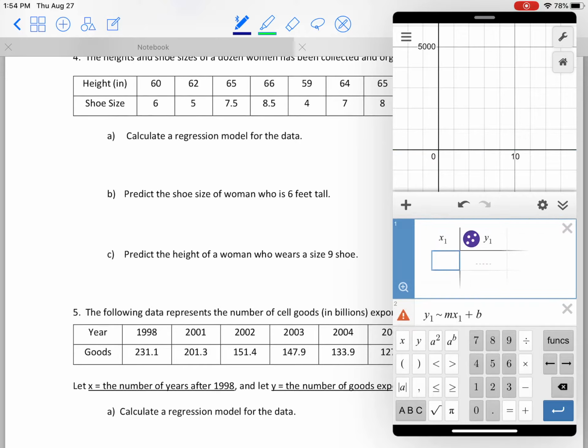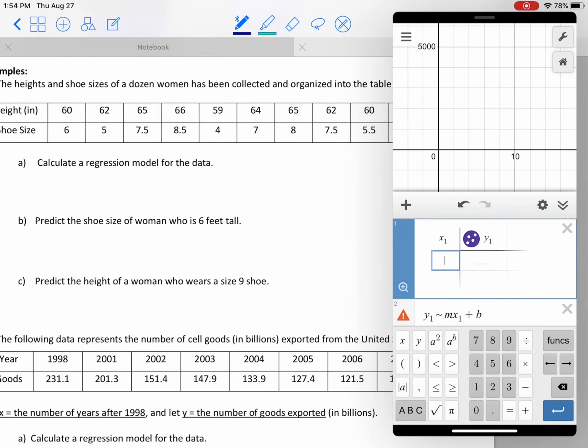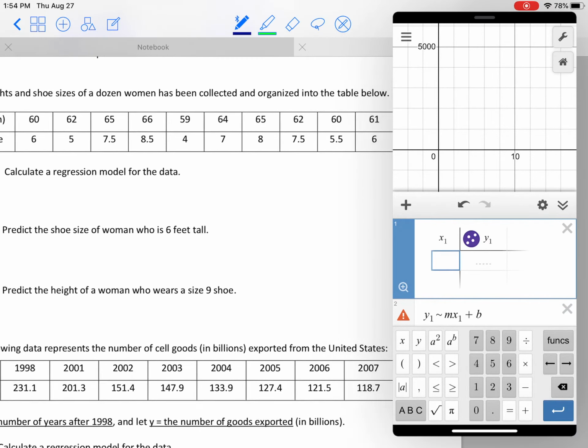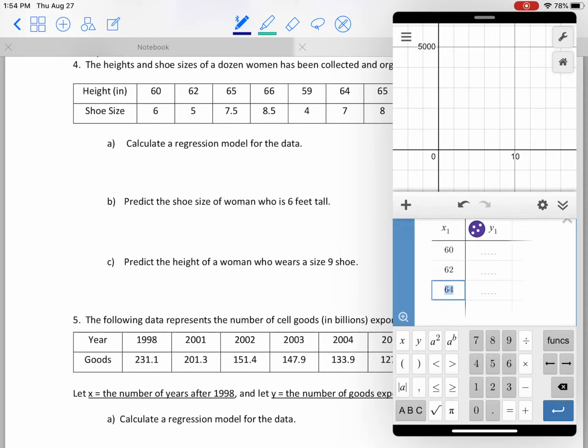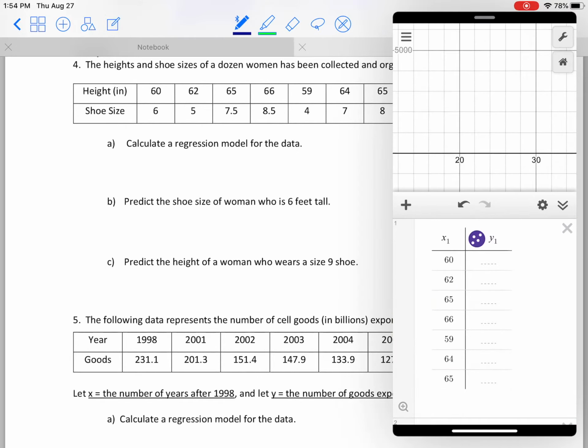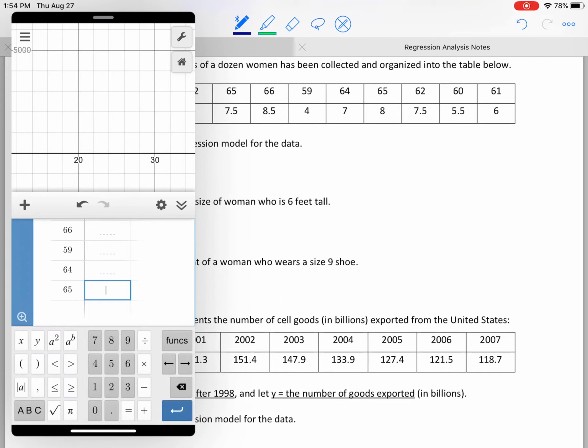Okay, so new data. We have the heights and shoe sizes of a dozen random women collected and organized into this table. So we have 60, 62, these are obviously inches, 65, 66, 59, 64, 65, gotta move, 62, 60, and 61.